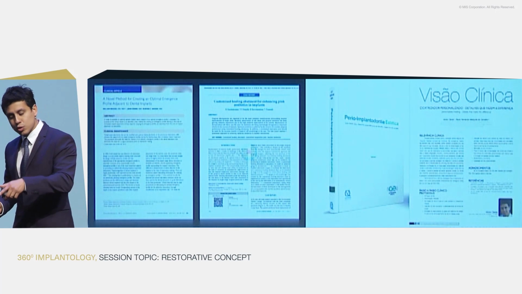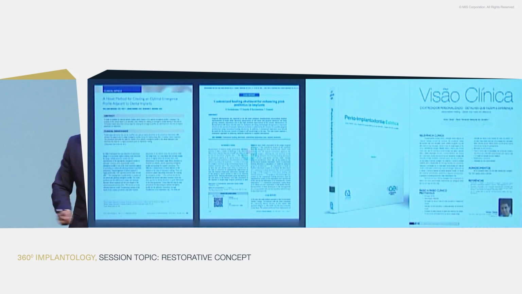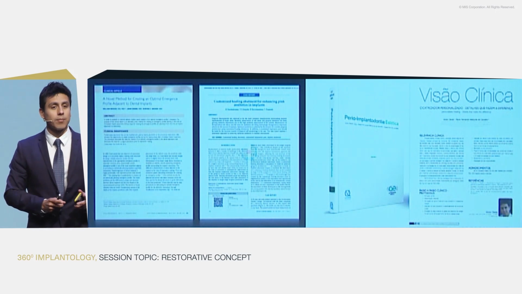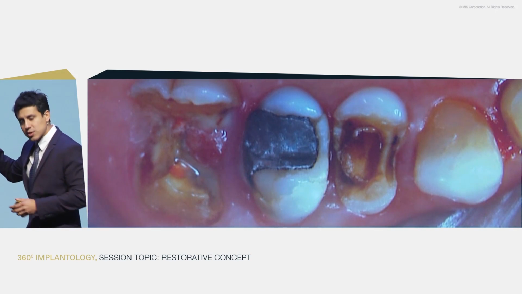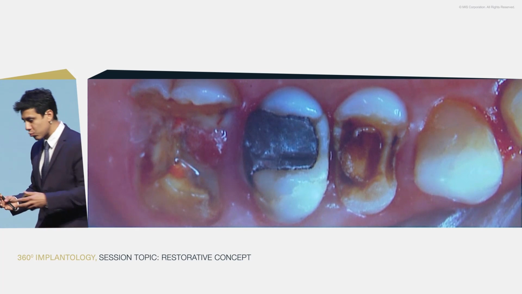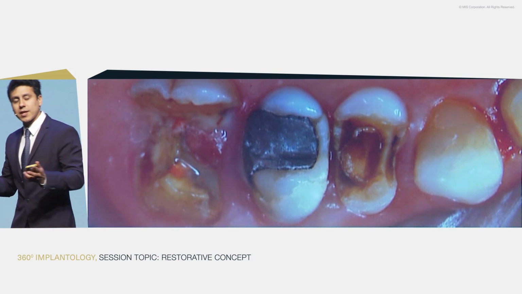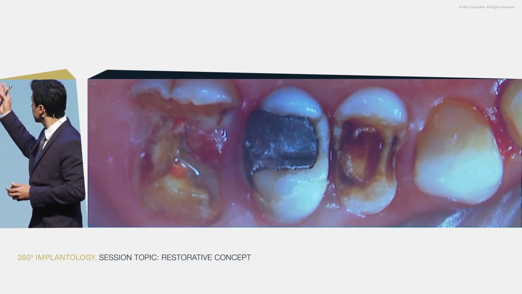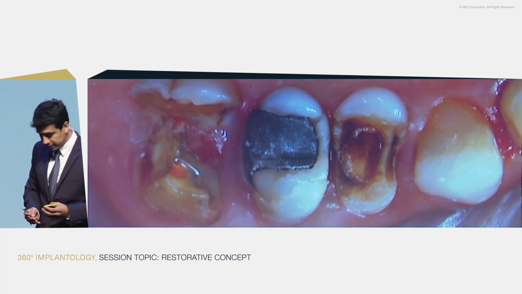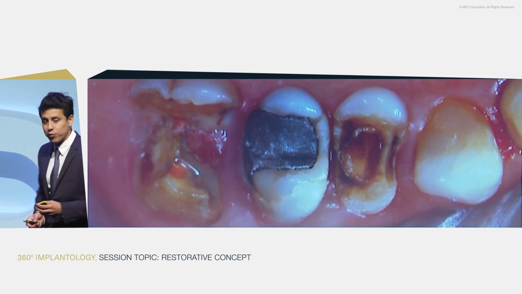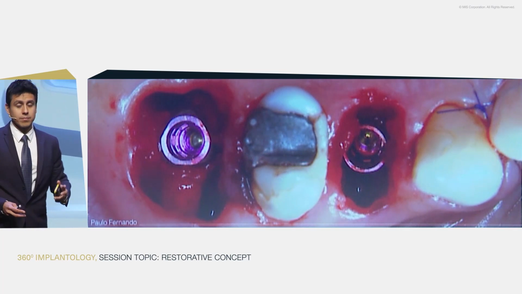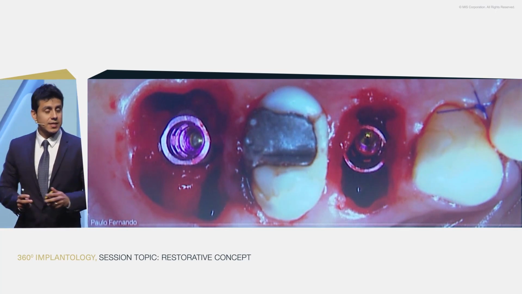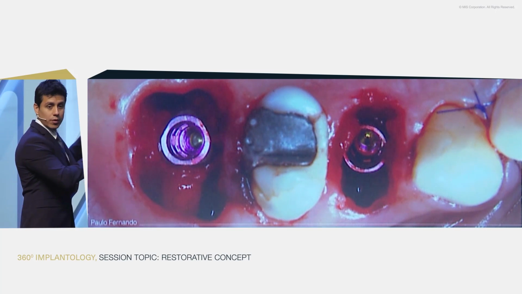And if you cannot do the immediate loading, you can customize your healing abutments. And this is the way that we have been working. So pay attention to this simple case that we do in our daily practice. The patient lost the molar and the premolar. We work with Paulo Fernando from Implant Brazil. Paulo placed 2 V3 implants, and you can see that we have the implants now in the alveolus.